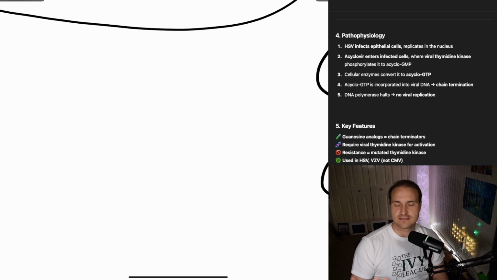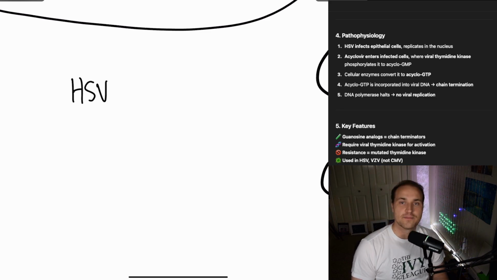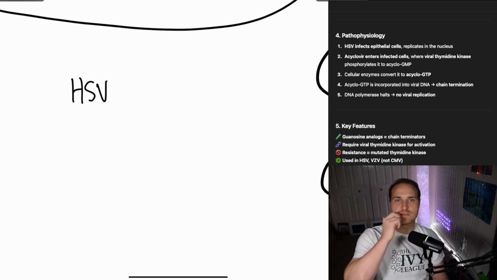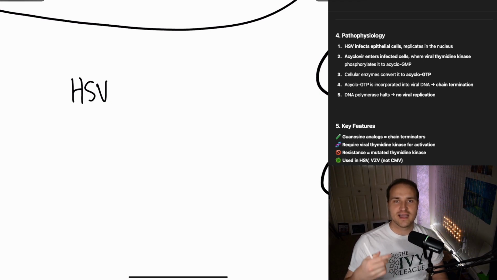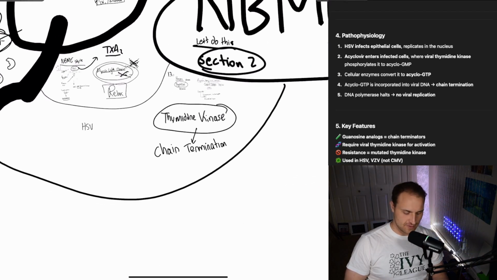No kinase, no killing, right? And so that explains the resistance. If HSV mutates and loses its thymidine kinase, then these drugs will stop working. And so I just love how we invent drugs. Humans are so cool sometimes. We target the virus's own machinery, and then we make it do the dirty work for us, causing chain termination.